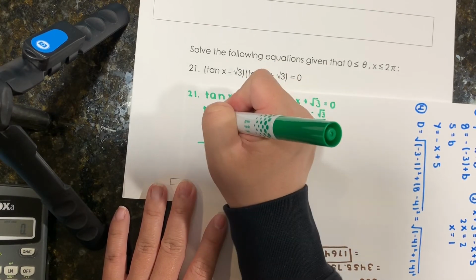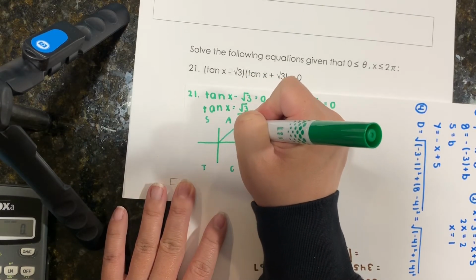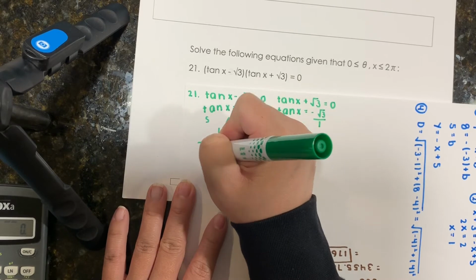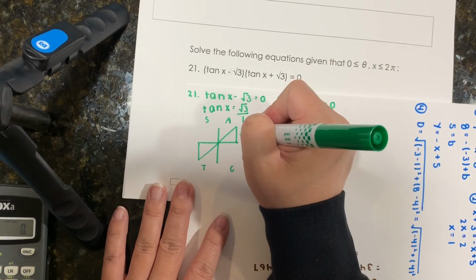So all students take calculus. Again, everything is positive in quadrant 1. Tangent is positive in quadrant 3 because of that t. So opposite is root 3, adjacent is 1.